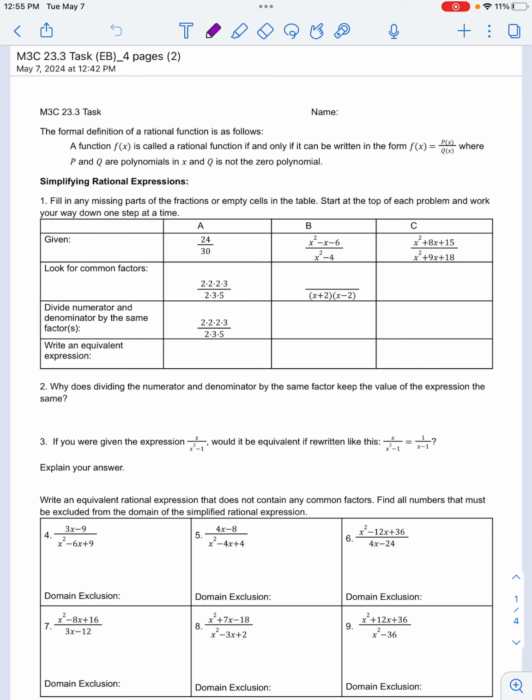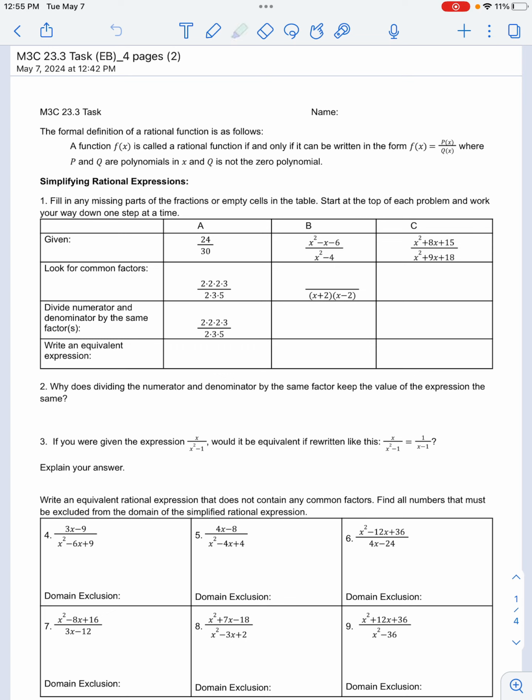Okay, so we're going to be using these rational functions and identifying one more aspect to how they're going to look on the graph and how to simplify them, because we can simplify anytime you have a rational number, and we're going to apply that to rational functions.